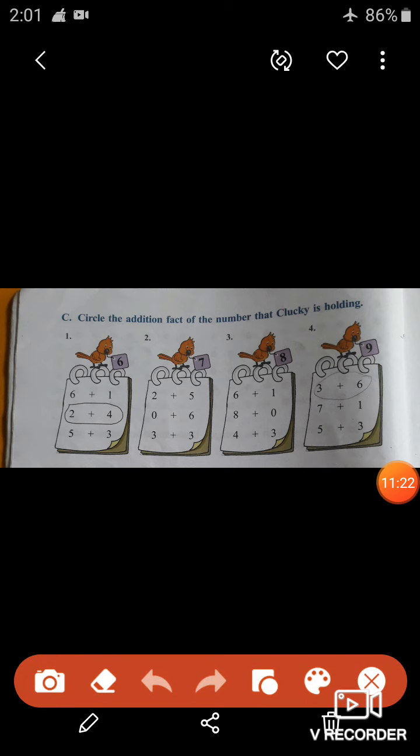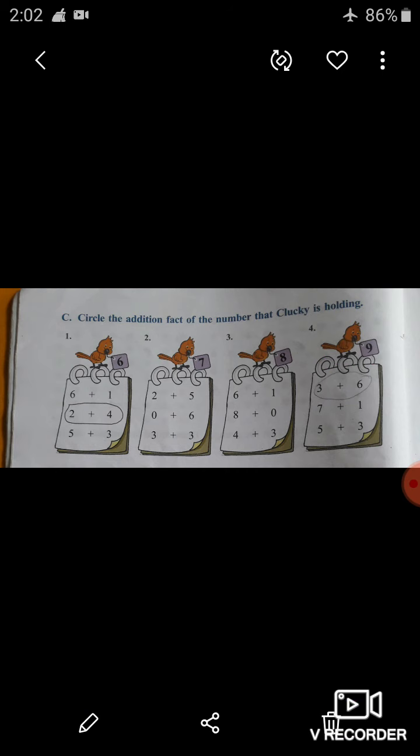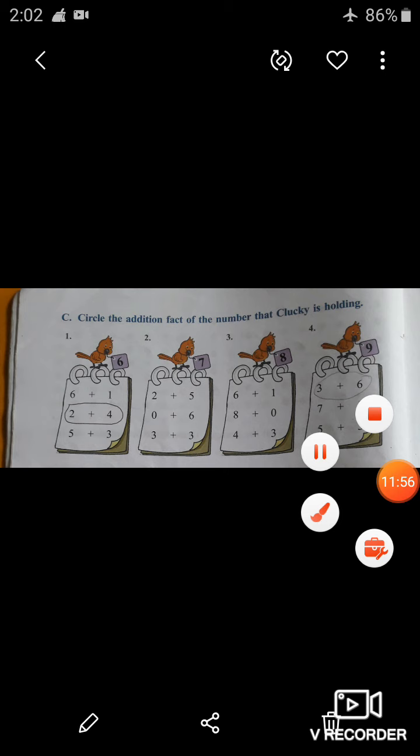Now in the next, Clucky holds the number 9. So let's look at the first clue. 3 plus 6. So students, when we add the numbers 3 and 6, we get the sum 9. So 3 plus 6 equals 9. So here 3 plus 6 is the addition fact of 9. So you have to circle 3 plus 6. Okay. Now this exercise is completed.